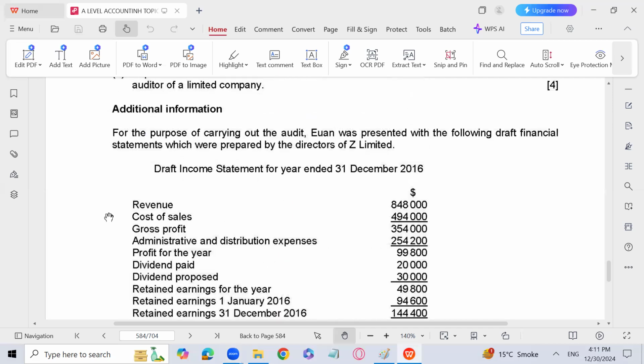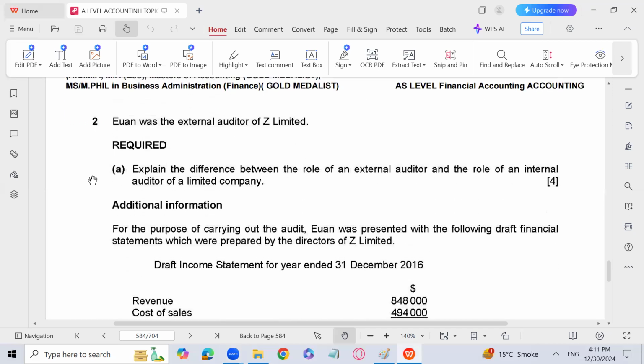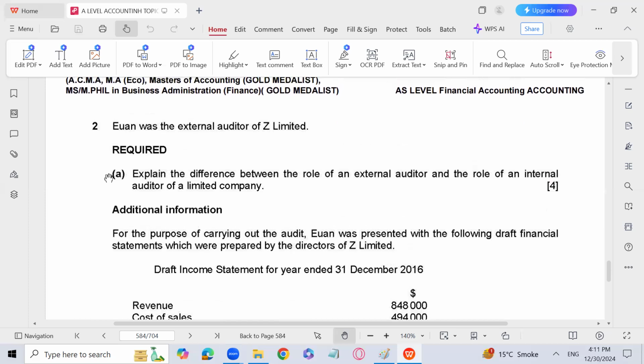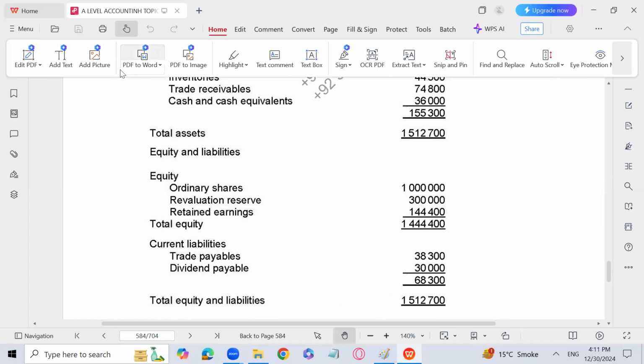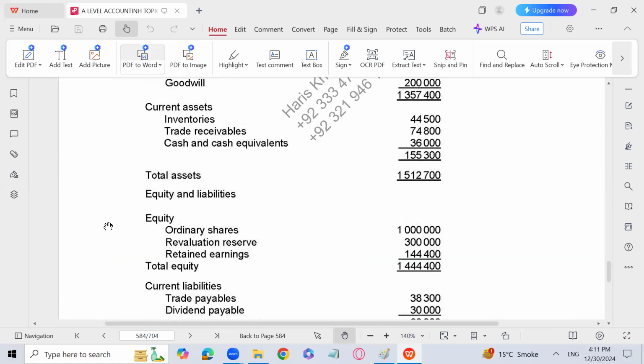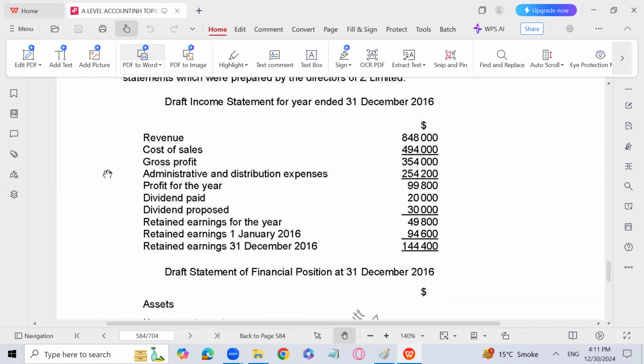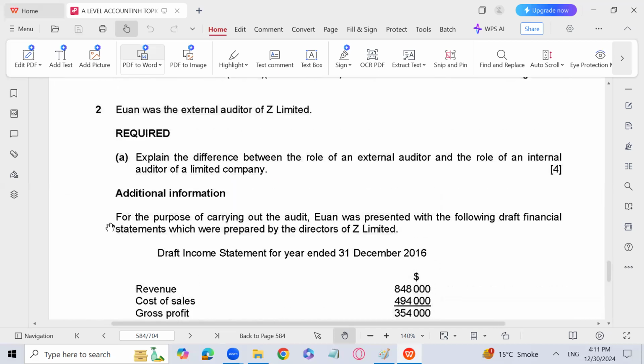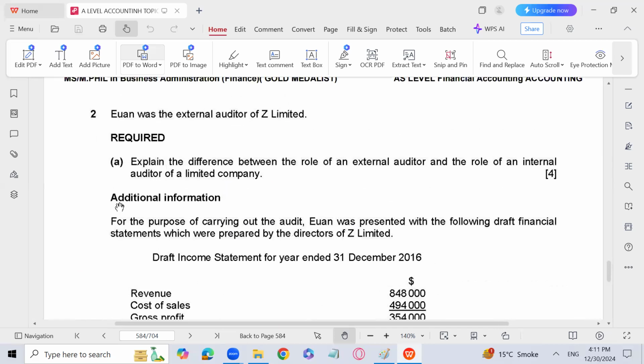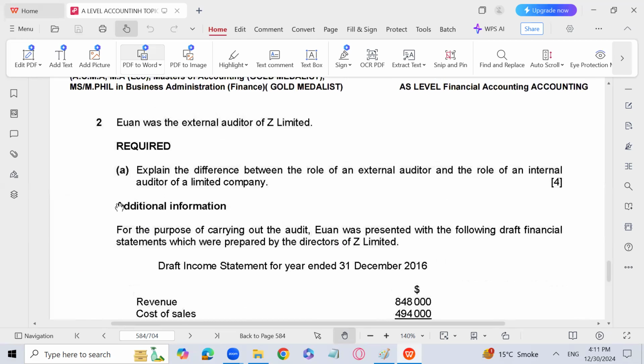A2 accounting is our course. So Yuan was the external auditor of Z Limited. Let's see in which year this question has come. February-March 2017, we have this question. Yuan was the external auditor of Z Limited. Explain the difference between the role of an external auditor and the role of an internal auditor of a limited company.